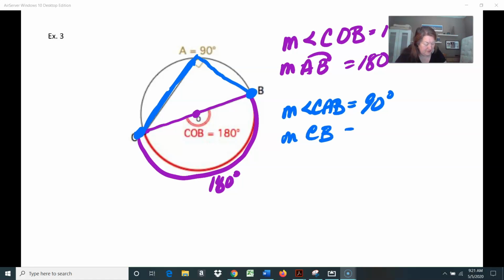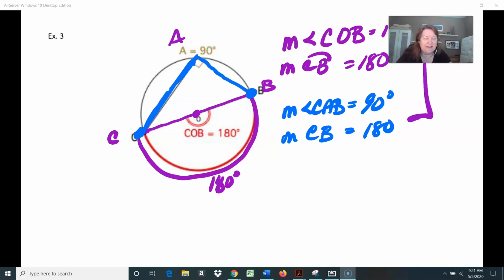C to B. So the arc C to B is 180. Let me go back and finish this one. This is a C, this is a B, this is an A point, right? So the arc is 180 both times, but the measure of the angle is different depending on whether it's going through the center or not, right? So even a straight line has an angle measure of 180 degrees.